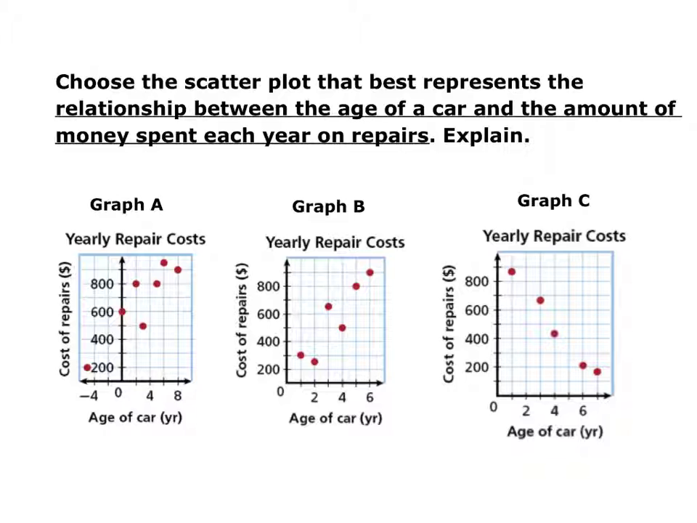Choose a scatterplot that best represents the relationship between the age of the car and the amount of money spent each year on repairs. Explain. Okay, so it gives us three graphs: Graph A, Graph B, Graph C.